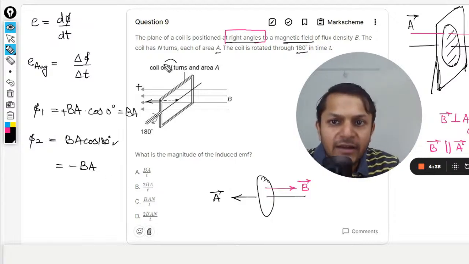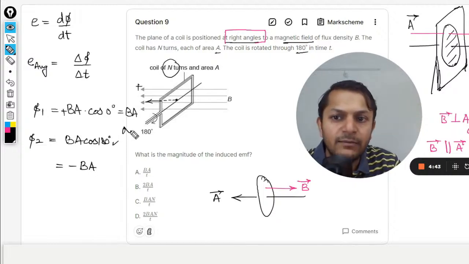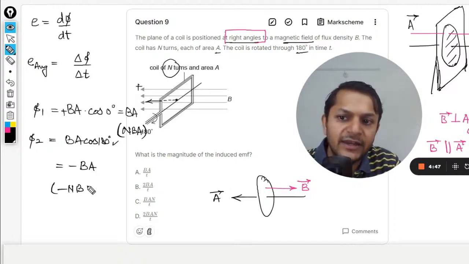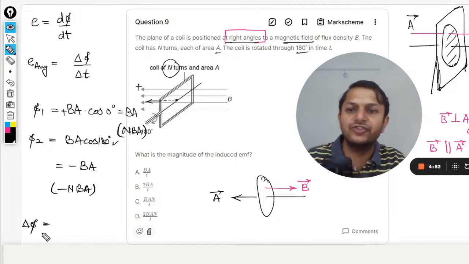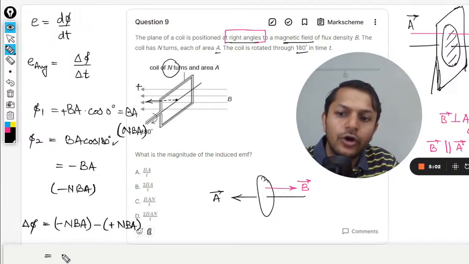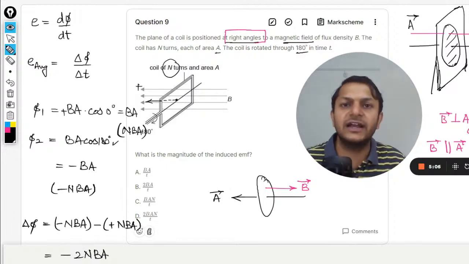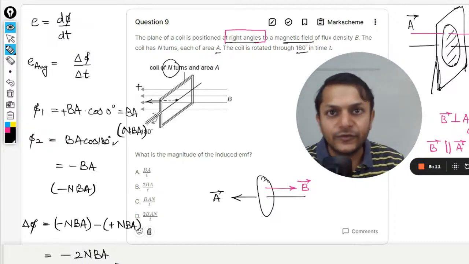Now obviously there are N number of turns, so all of the flux will be multiplied by N, so this is becoming NBA, and this will also be negative NBA. Now I want to find the change in flux, so it will be final minus initial, so negative NBA minus positive NBA. So overall it is becoming double the NBA. Definitely we are not concerned with the negative sign, so we can get rid of it later. Don't worry about that. So the delta phi is twice NBA.